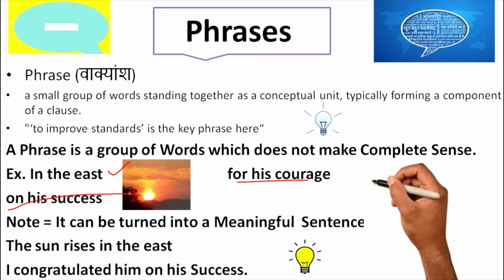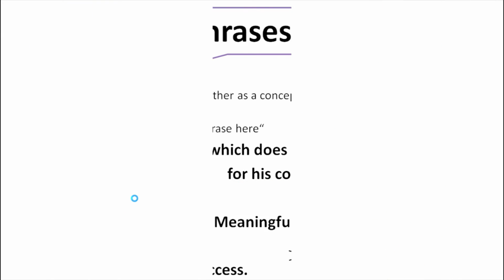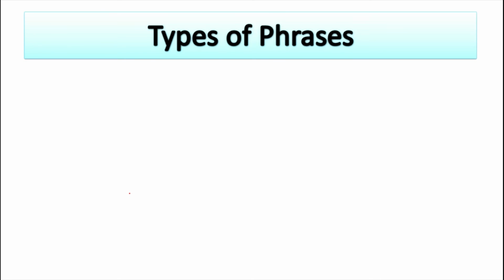So phrases are groups of words that do not make complete sense. For example, for his courage, on his success, these are phrases. In the east is a phrase but doesn't make complete sense, so we can turn it into a meaningful sentence. So let's now understand the types of phrases.